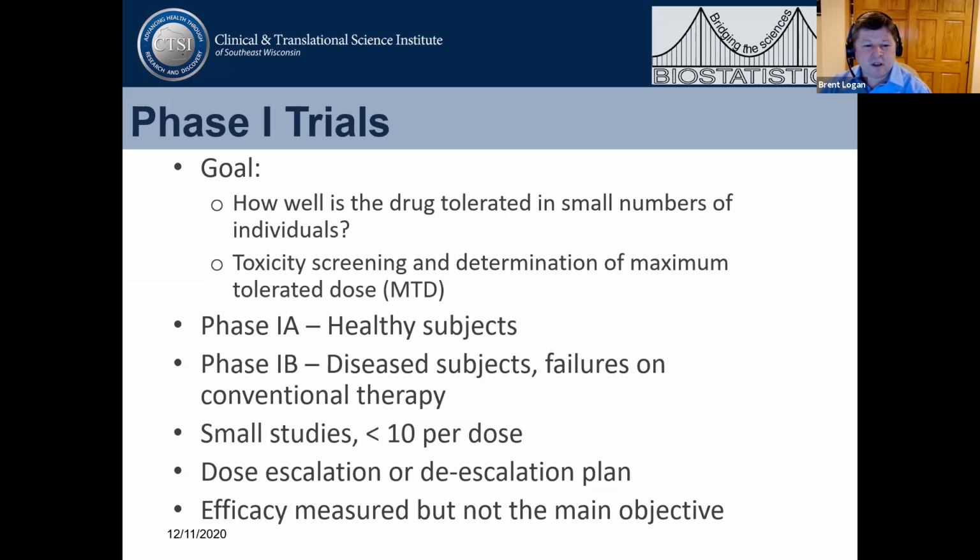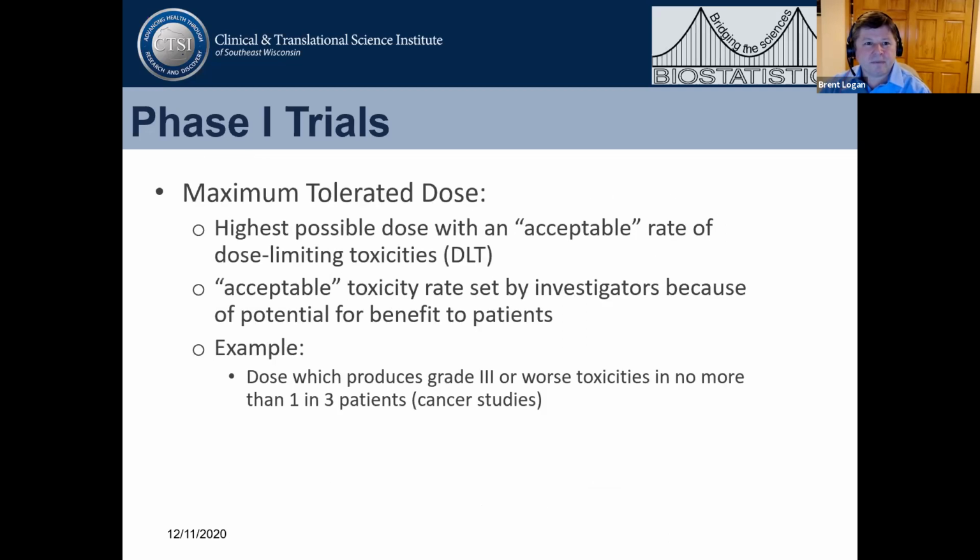Phase 1 trials are typically pretty small studies, less than 10 patients per dose. There's often a dose escalation or de-escalation plan. And efficacy may be measured, but it's not the main objective of the phase 1 trial. Really, the main objective is to identify safety or toxicity issues.